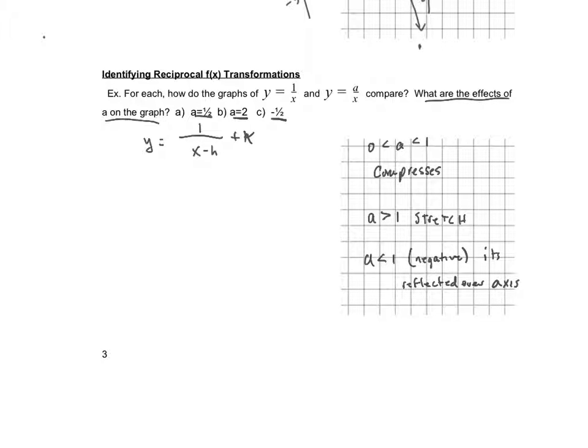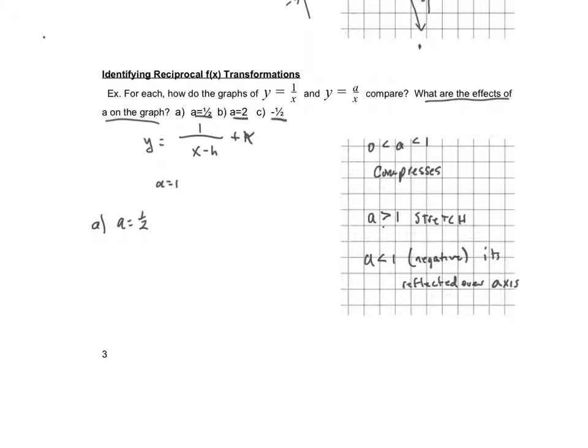Okay, so again, when a is between 0 and 1, it compresses. When a is greater than 1, it stretches, and when a is negative, it is also going to reflect over the axis. So in this case, we know in our equation that a is currently equal to 1. Well, what happens if I change a when a is equal to 1/2?